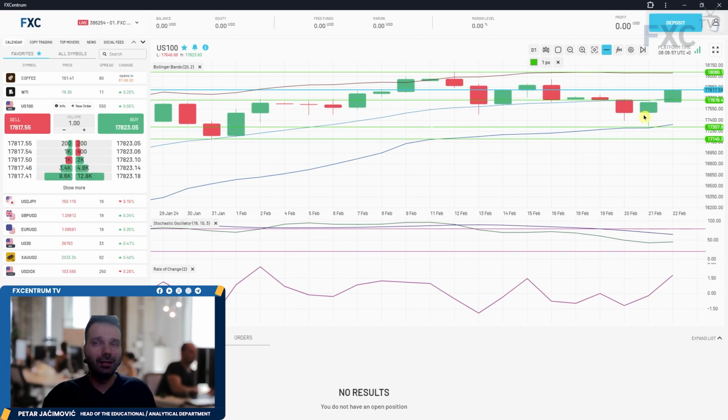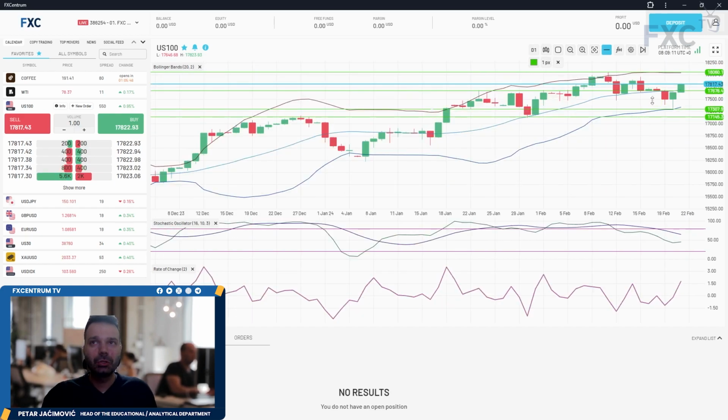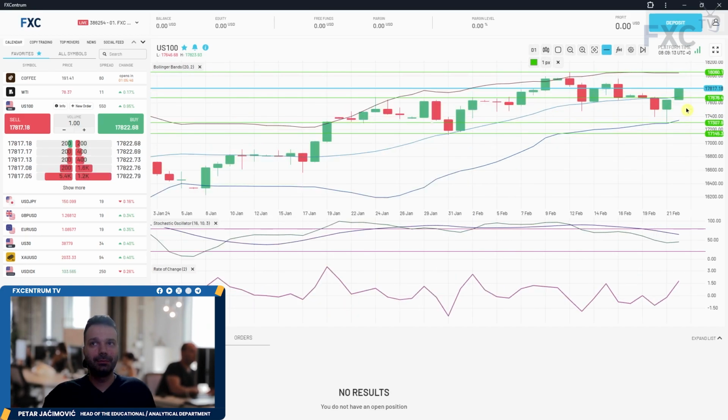Market made a pin bar, and we can see that on the rate of change we had a flip up, and this is a secondary reading up, and you can see that we didn't have a problem in the middle Bollinger Band, so we're going through. So from my perspective, buyers are in control, and there is a potential for the retest of the upper Bollinger Band around 18,000 mark, 18,060 mark.